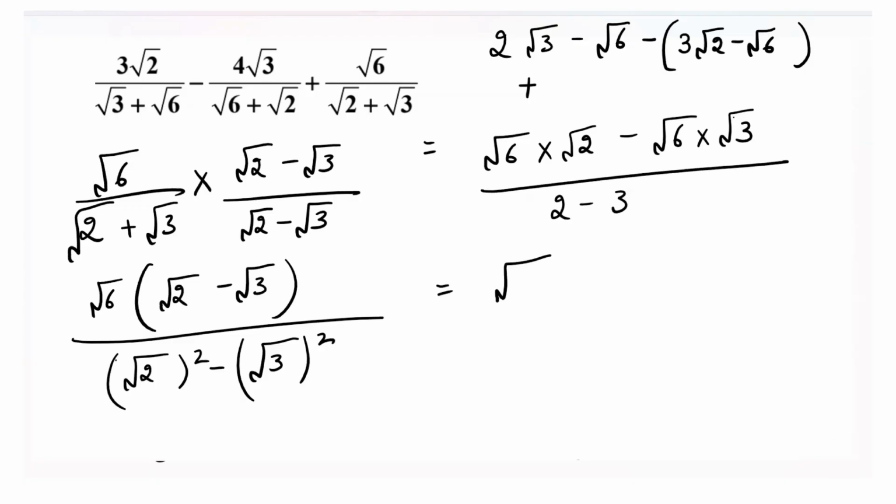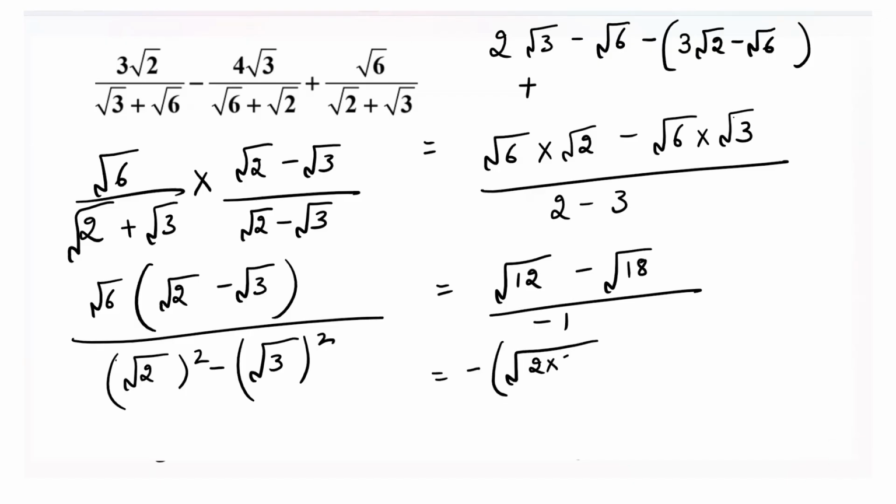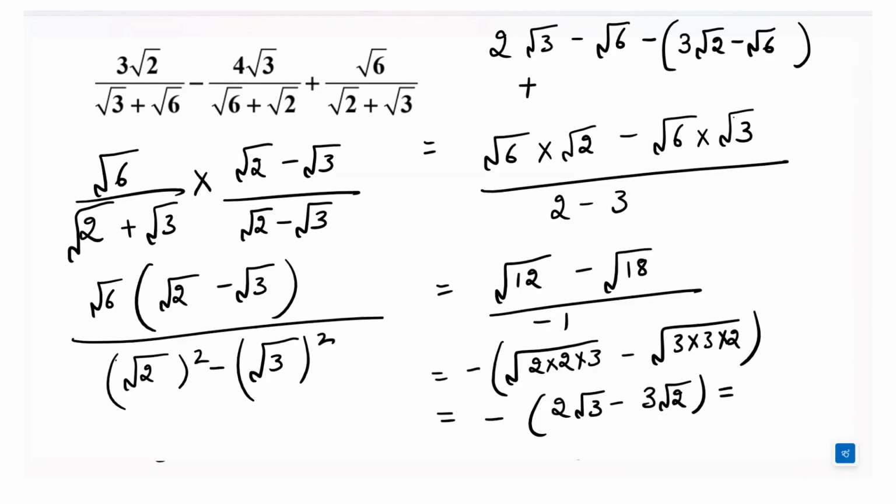So we get here root 12 minus root 18 over negative 1. So negative 1 we will write here and it would be 2 into 2 into 3 and this would be 3 into 3 into 2. So we'll get here minus 2 root 3 minus 3 root 2, which will be equal to 3 root 2 because negative and negative will be positive, minus 2 root 3. Now this value we'll write here: 3 root 2 minus 2 root 3.